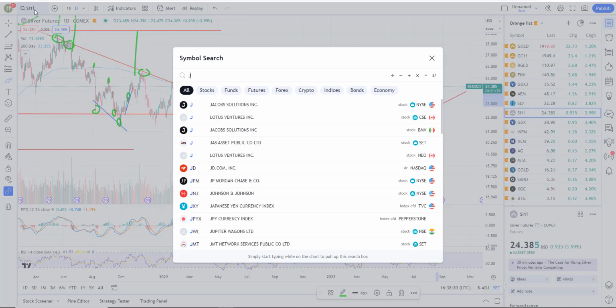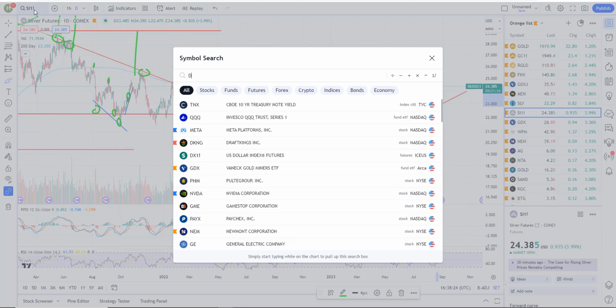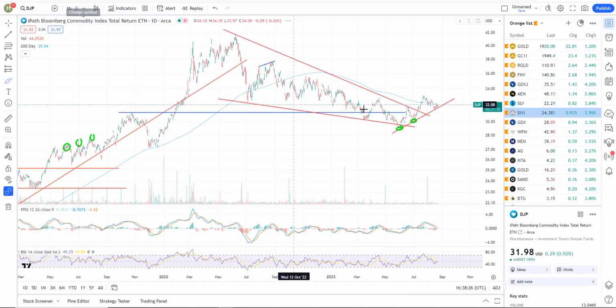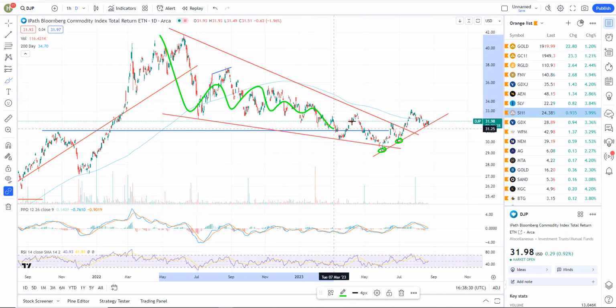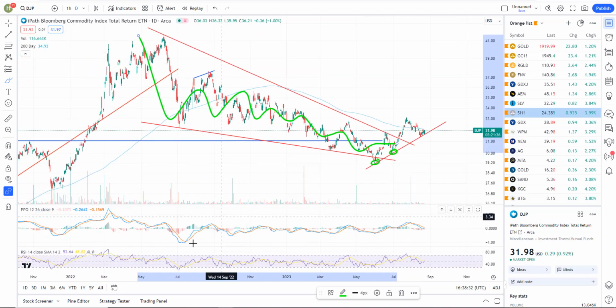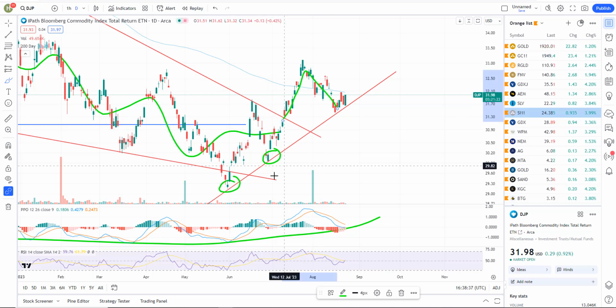And then when I flip over to something like commodities, DJP is a commodity ETF. This is kind of your ag commodities and stuff. Big bullish falling wedge on the daily with bullish divergence that had been building, breakout, and starting to build an uptrend. All right, there's three reactions, one, two, three.